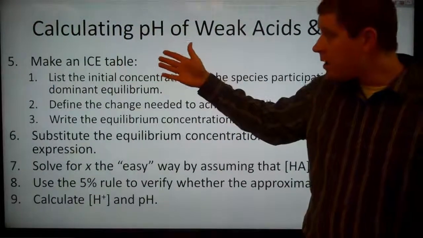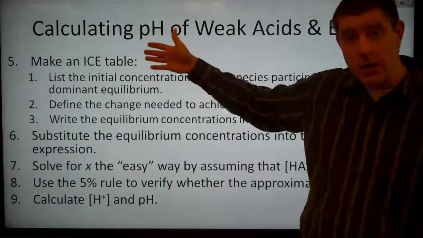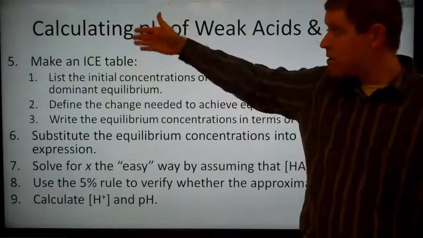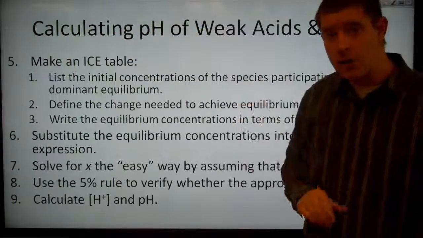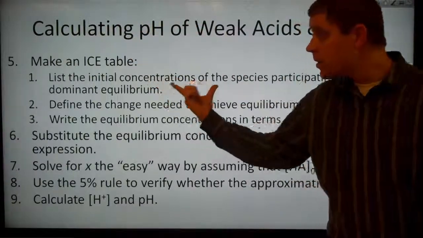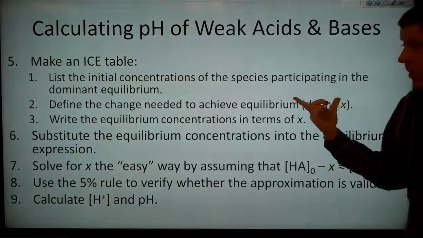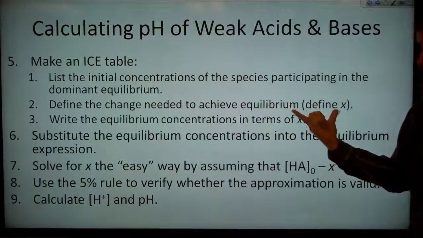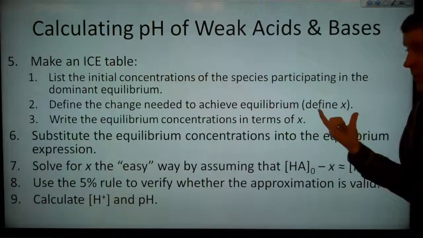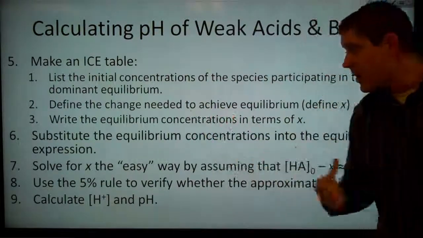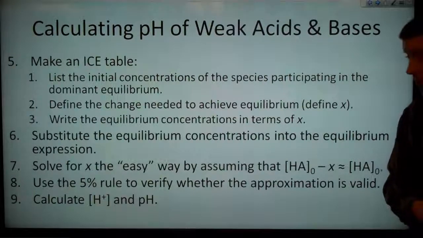Then we make an ICE table. Remember, ICE is initial, change in concentration, and at equilibrium. So here you're listing out the initial concentrations of our species participating in the dominant equilibrium. Then you're defining the change needed to achieve equilibrium, so you're defining what X is. And then last you're writing the equilibrium concentrations in terms of X.